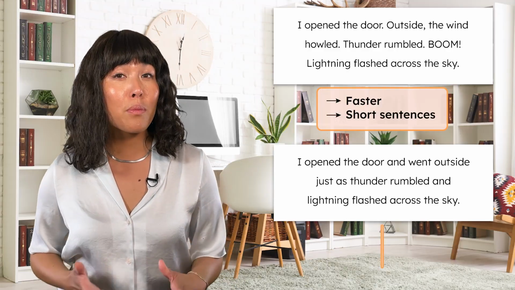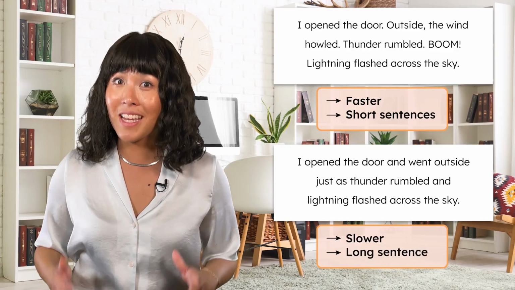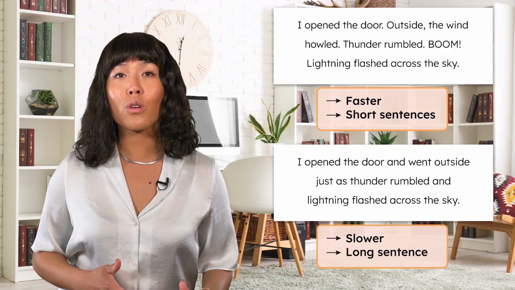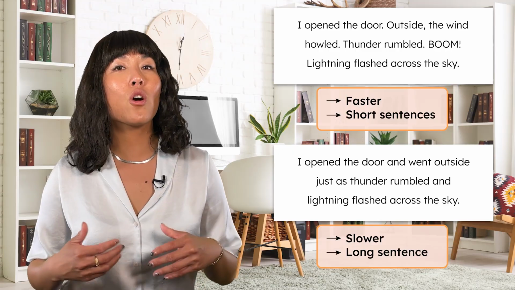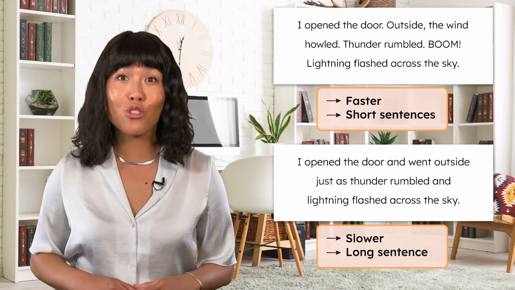The second one probably felt slower because it's just one long sentence. It uses commas and words like and to help it flow slowly. These are differences in sentence structure.